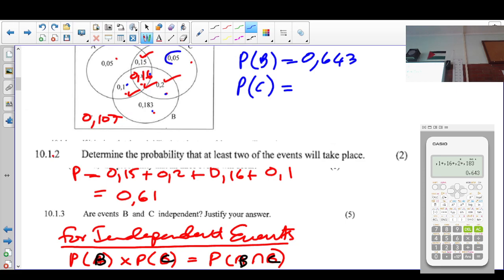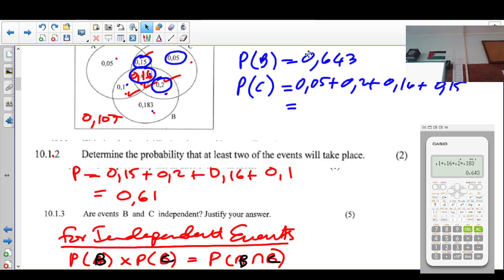Let's look at the probability of C. So it's going to be that plus that plus that plus that. So 0.05 plus 0.2 plus 0.16 plus 0.15. That is 0.56.